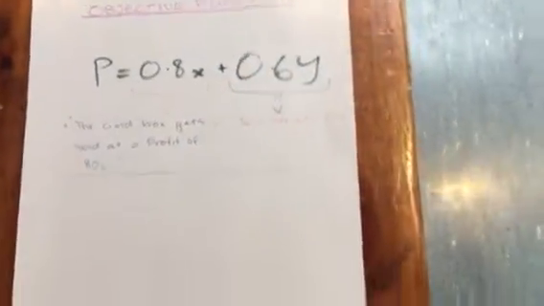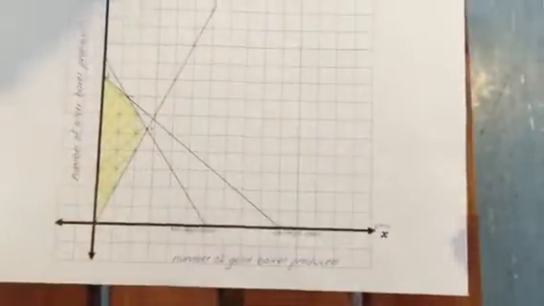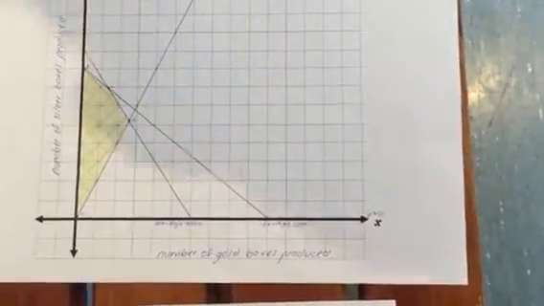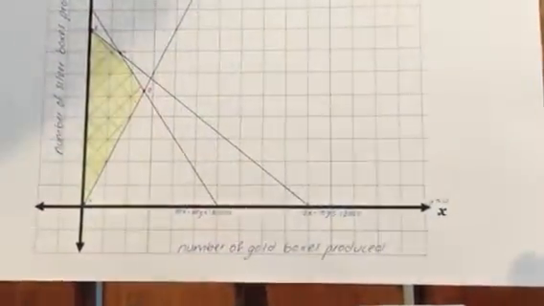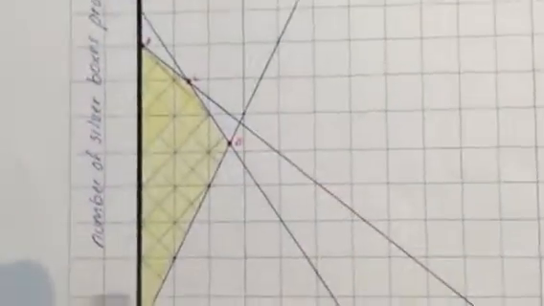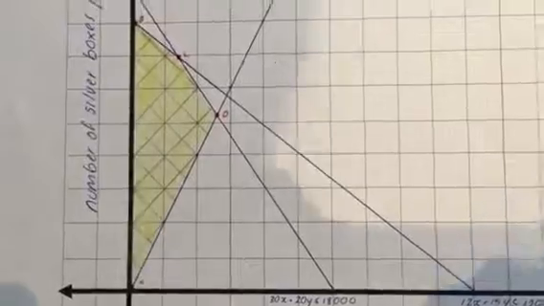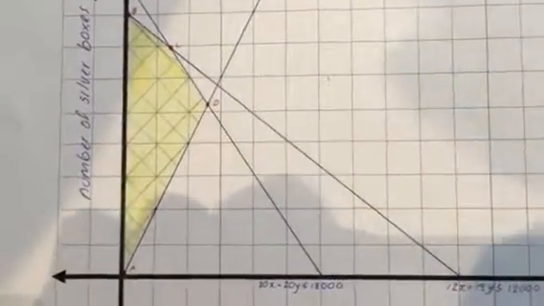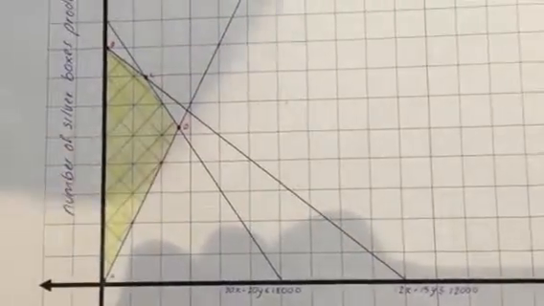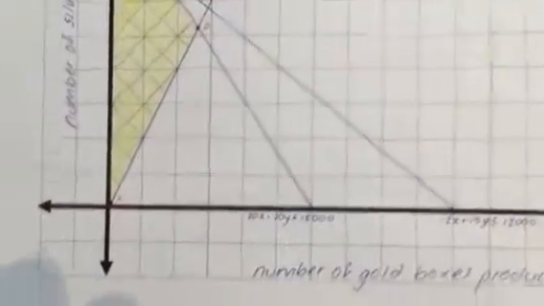Then the next step, we graph all of the constraints as lines onto a graph, and we highlight the area that we want. And then we mark each point of intersection and label those. We've labeled them as A, B, C, and D.